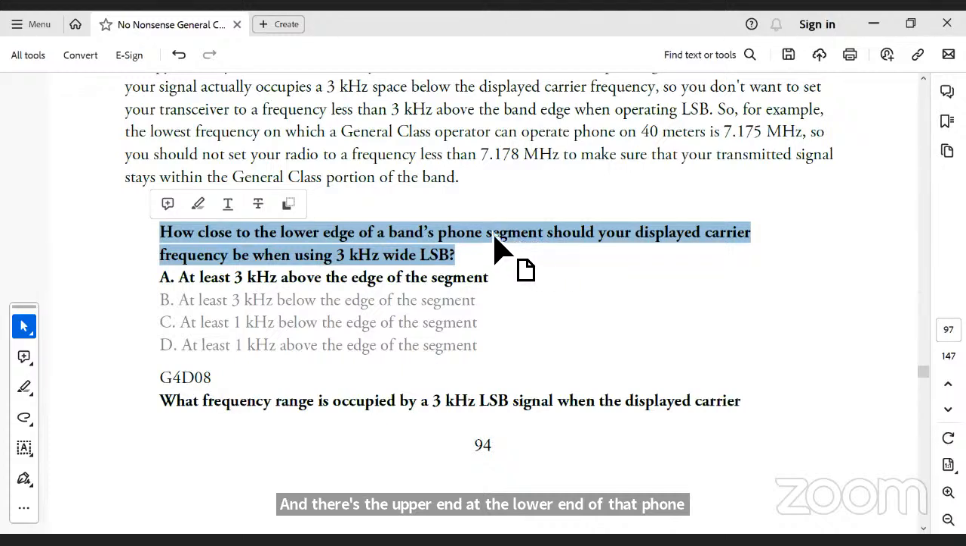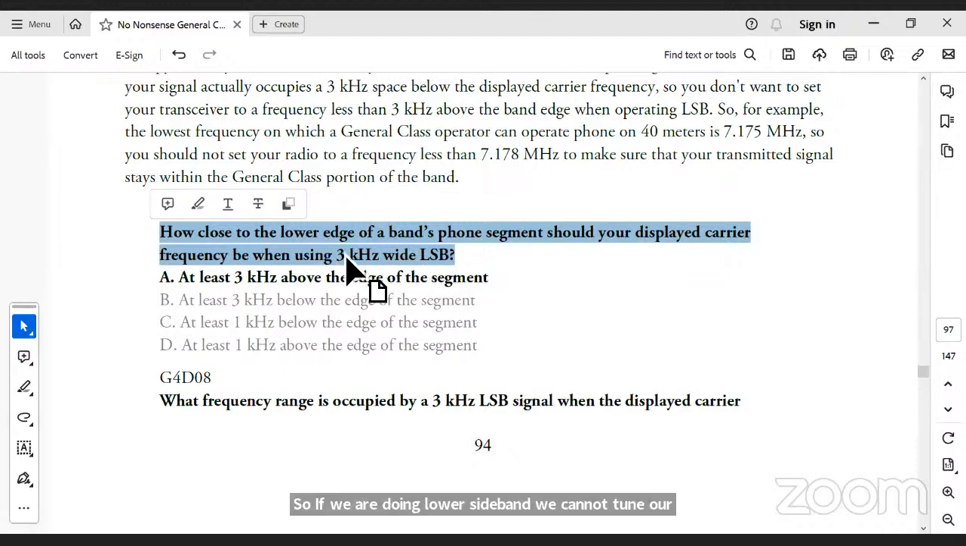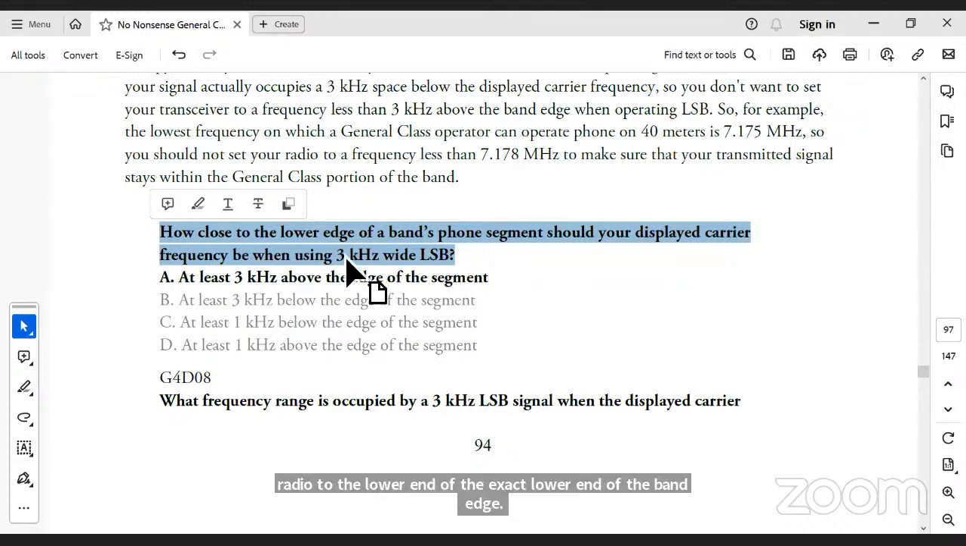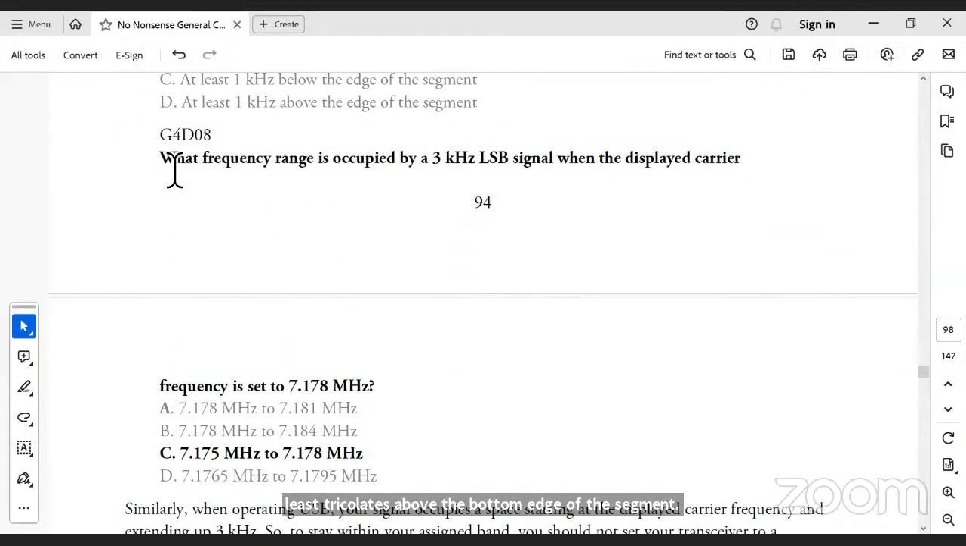So we need to know that if we are using lower sideband, the occupation, the bandwidth, is 3 kHz wide. So if we are doing lower sideband, we cannot tune our radio to the exact lower end of the band edge and then switch to lower sideband. That will cause us to be outside of the band segment. So what we must make sure is that whatever we are punching into our radio is at least 3 kHz above the bottom edge of the segment. Right? That's what that question is asking us.